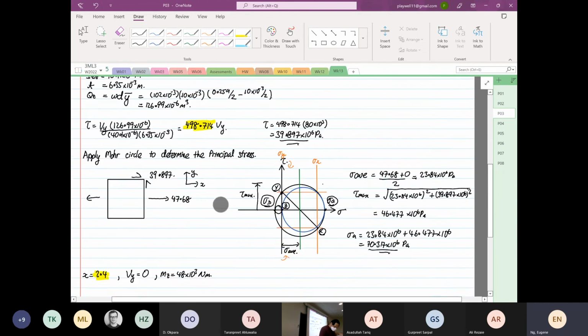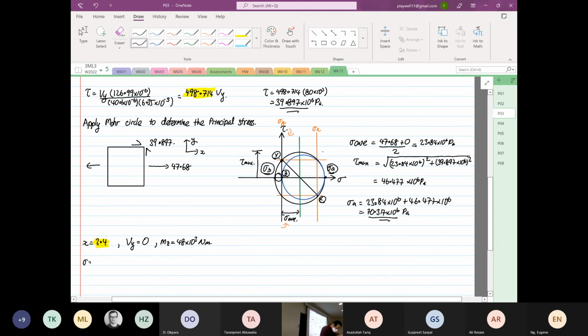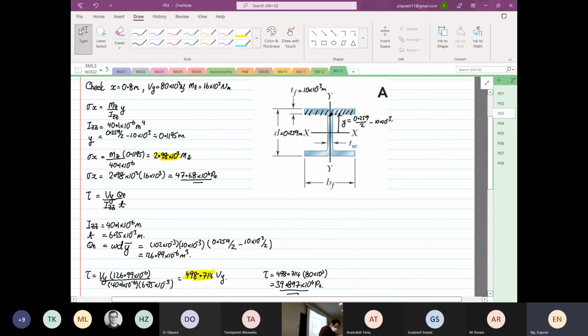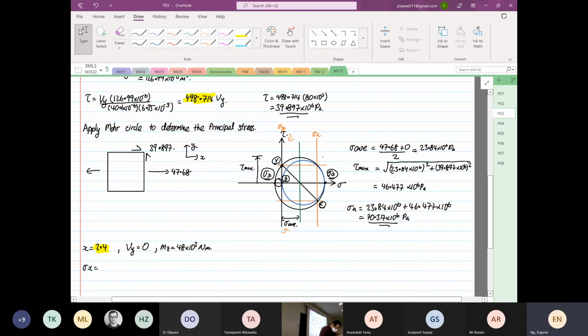So from here, we know that the normal stress x is equal to what is the coefficient? 2.98 times 10 to the power 3. Okay, so 2.98 times 10 to the power 3 multiplied by 48 times 10 to the power 3. Okay. Can you see why I calculate the coefficient? It's so easy now, yes or no? We just put the numbers now. So 2.98 power 3 times 48 power 3 is equal to 143.04 times 10 to the power 6.